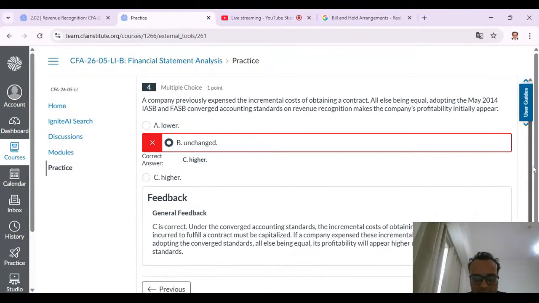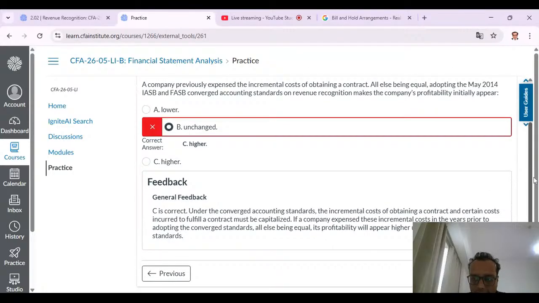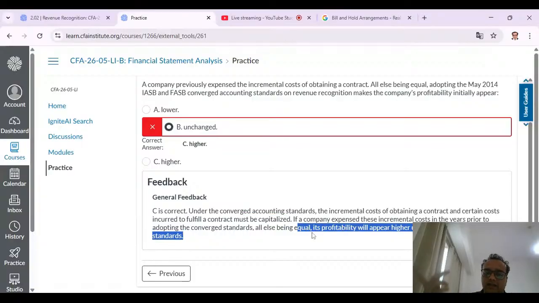Under the converged accounting standards, the incremental cost of obtaining a contract and certain costs incurred to fulfill a contract must be capitalized. Okay, if there is an incremental cost for obtaining a contract and certain cost to fulfill a contract, they must be capitalized. If the company expensed this incremental cost in the years prior, all else being equal, its profitability will appear higher under the convergence.